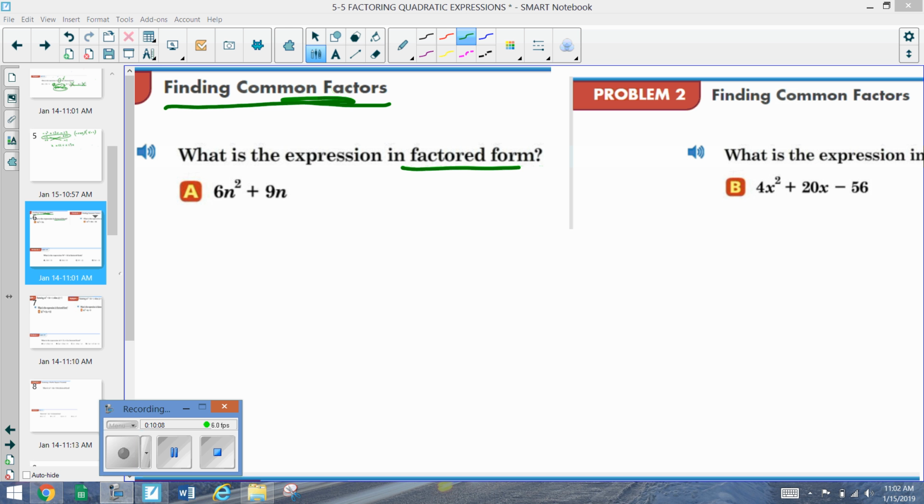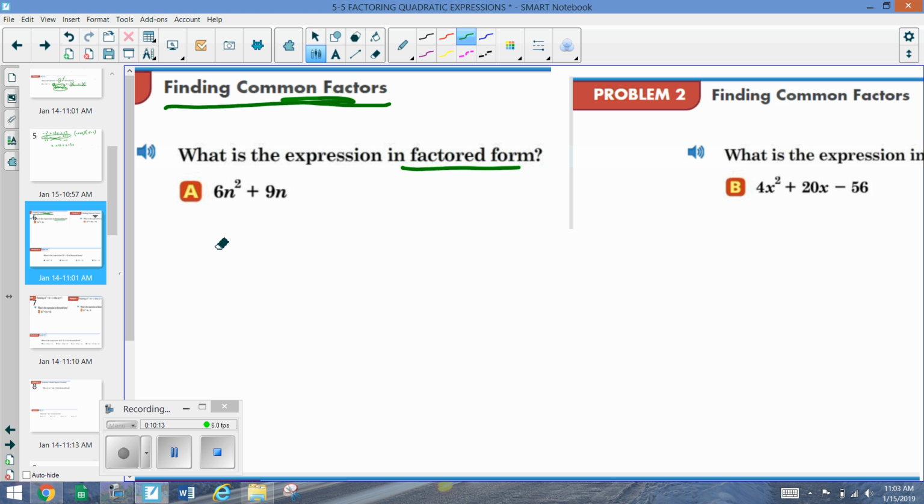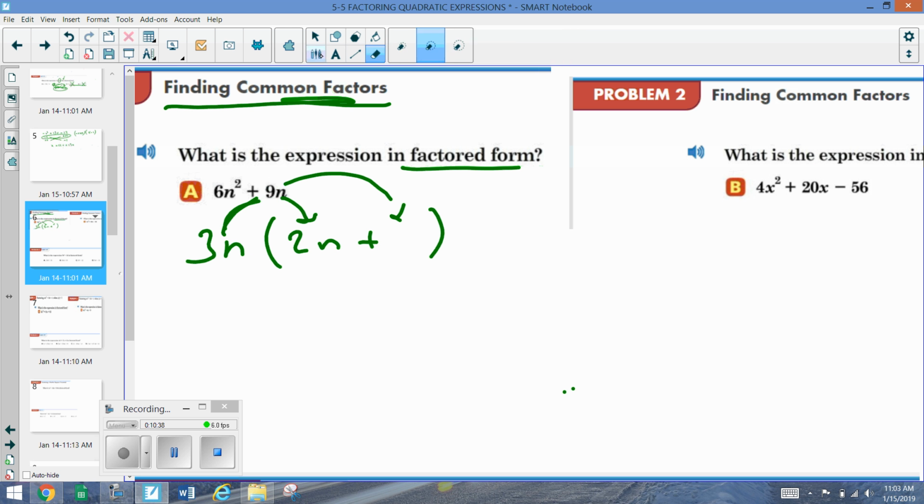In this type, we're going to take the common factors out. 6 and 9, what are the factors? 6 and 3, and n squared and n. Open parentheses. 3n times what makes 6n squared? 2n. Let me double check. 3n times 2n equals 6n squared. You guys are right. Plus, 3n times what makes 9n? 3. 3 times 3, 9, and that's right.